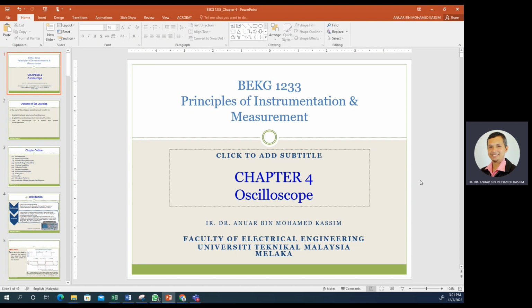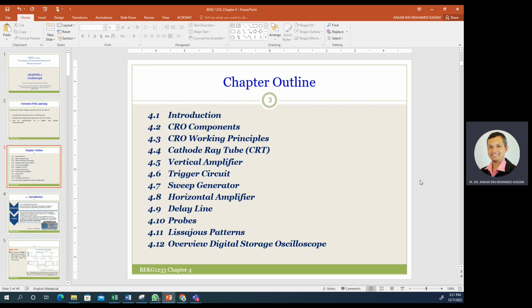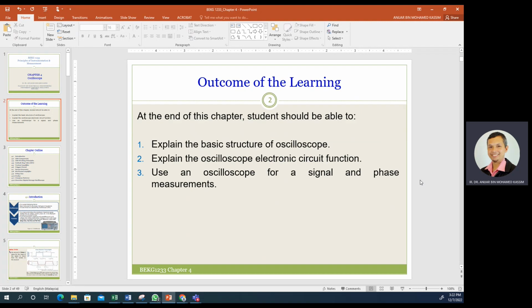We have already covered Chapter 4 on the oscilloscope, everything about the CRO up to the digital storage oscilloscope. By the end of this class, I have explained the basic structure of the oscilloscope and the function of the oscilloscope electronic circuits, for example the CRT, the sweep, and everything inside the oscilloscope. We also studied how to use the oscilloscope for signal and phase measurement, and also frequency measurement.